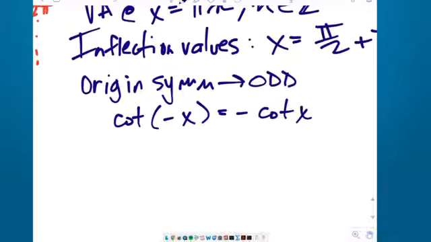So Trevor, is every single function going to be even? No. So far, of the 4 we've learned, they've all been odd except cosine. Cosine has been even, the only one that's been even.